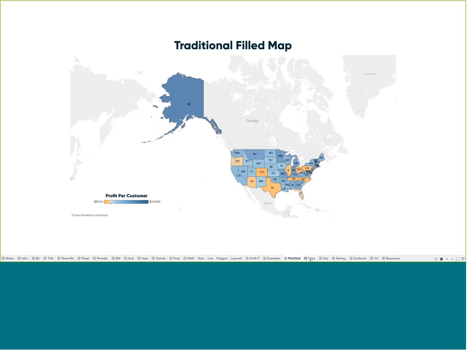So one thing is maps. This is the sample Superstore data that we all know and love or hate in some cases, and I've calculated the profit per customer for each state. If you throw that onto Tableau and color it, you're going to get something like this, right? So there are some obvious problems with this.